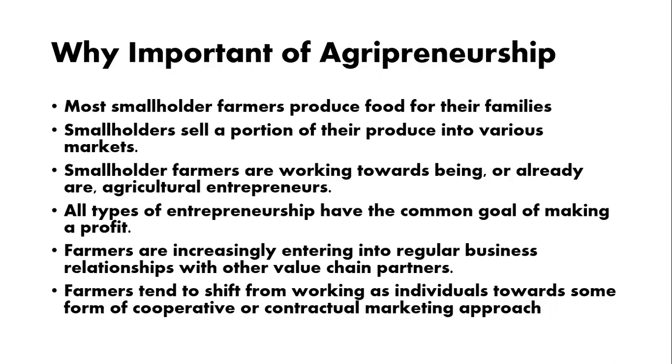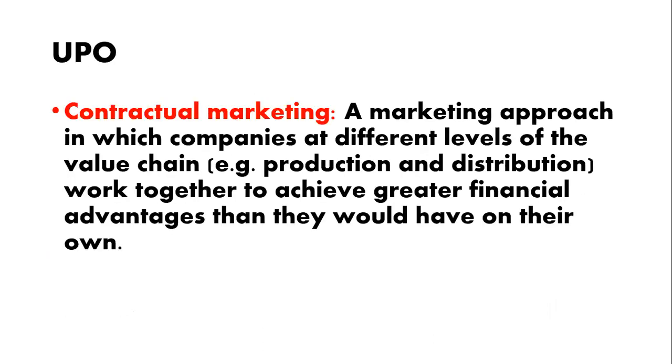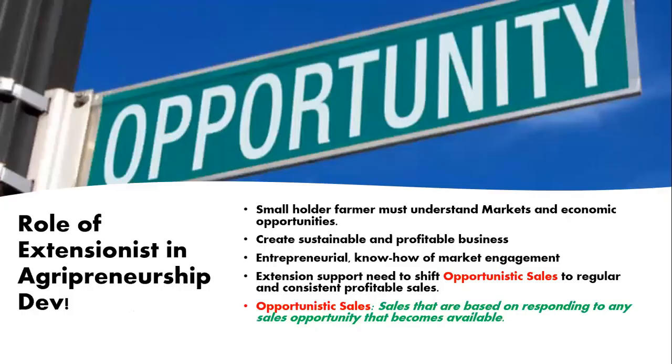So most of the time, what small farmers actually do is make small group cooperatives, or sometimes they use a contractual marketing approach to sell their products. So we will discuss what a cooperative is and what contractual marketing is. Contractual marketing is a marketing approach which is a company at the different levels of value chains. What is meant by contractual marketing, right?